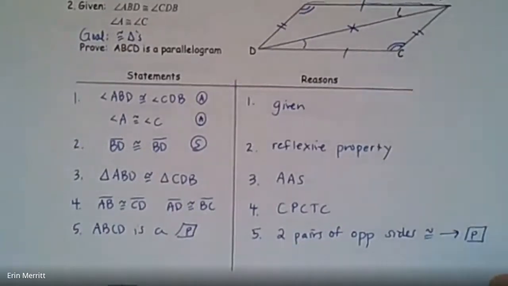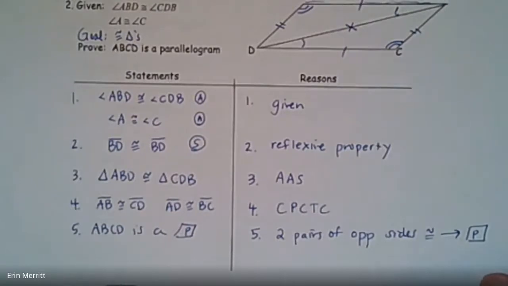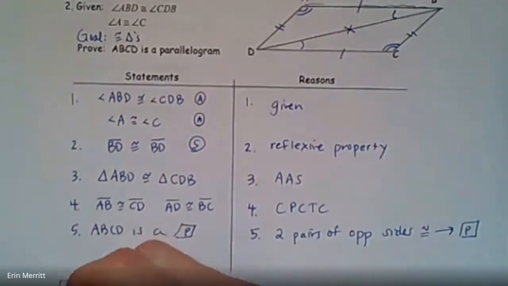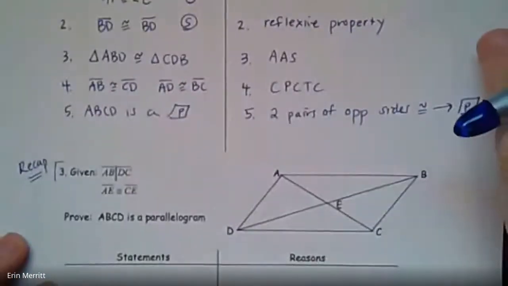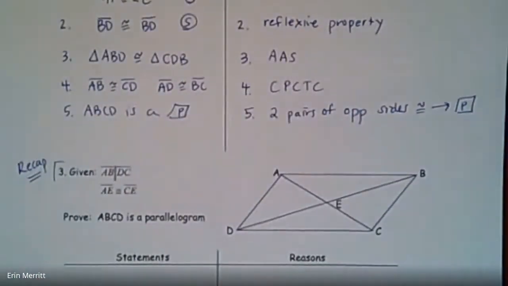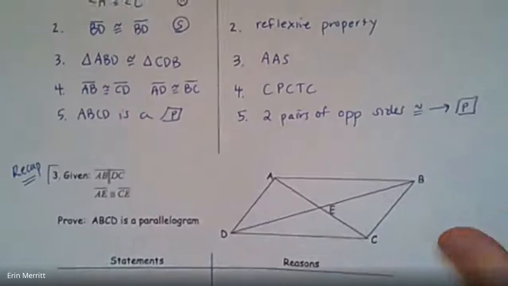All right, we're going to skip 1B together. We're going to skip number 3. So again, mark that one as a little recap. We'll do that in class. Let's finish up with proof number 4, because 4 is a little bit of a challenge. It's a great proof, so it's worth looking at together.